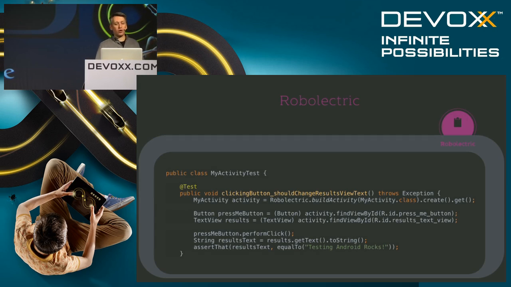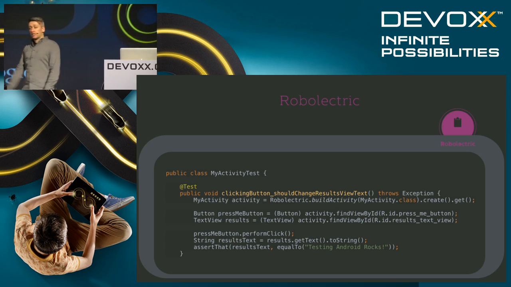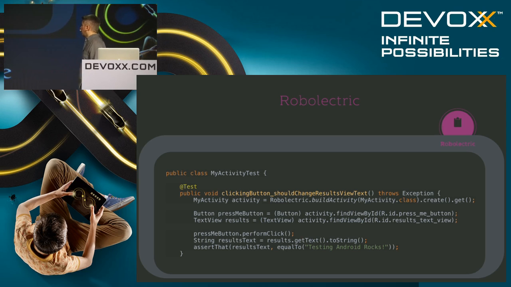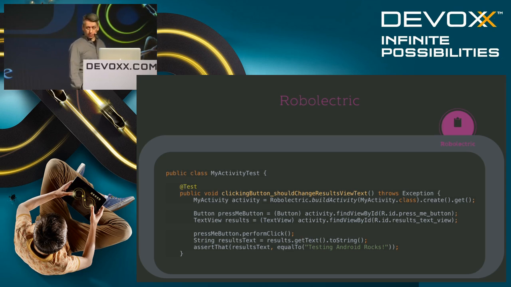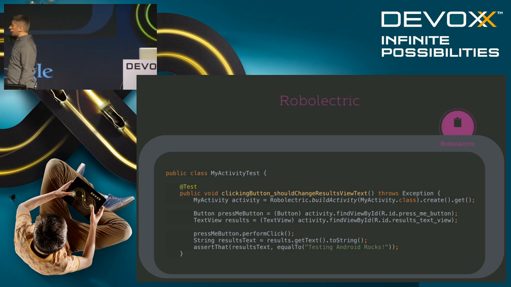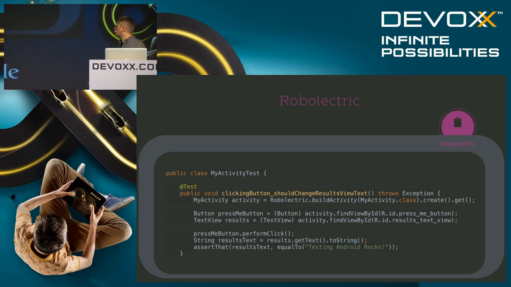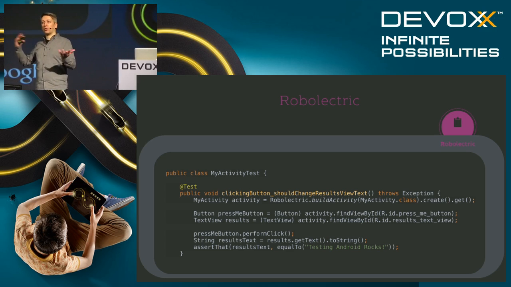Now, let's take a quick look. Robolectric, how can we use it in our tests? You already see the @Test annotation, the JUnit 4 @Test annotation. It's quite handy to have it now. And for the rest, what do we see is we get a hold of the activity. In this case, we just can pass through Robolectric buildActivity. And at that point, we can start interacting with it.